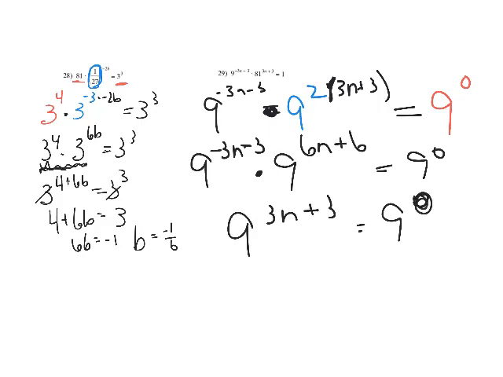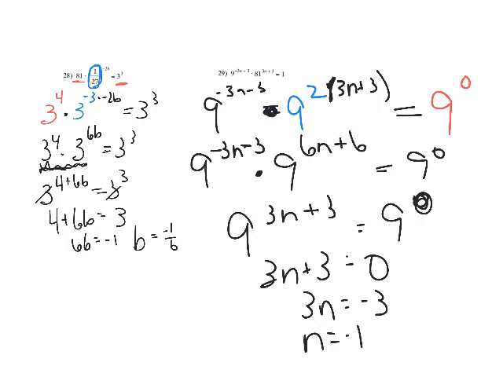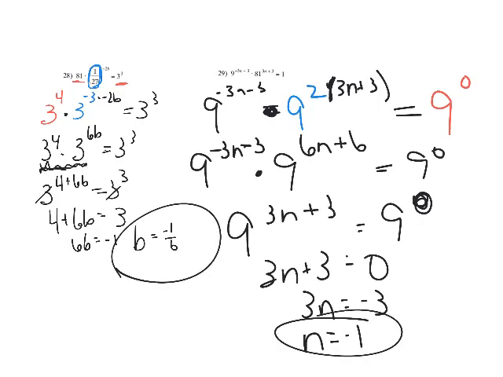Our exponents are equal to each other. So 3n plus 3 equals 0. So 3n equals a negative 3. So we get n equals a negative 1. Okay, those are our two answers for 28 and 29.